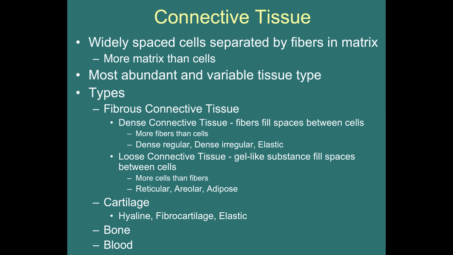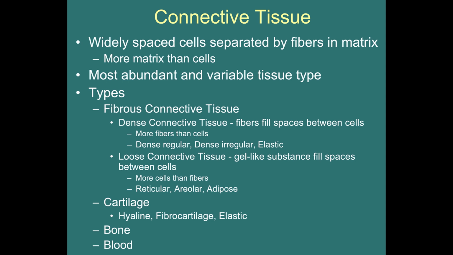With dense connective tissue, we're going to see more fibers than we do cells. And we have three types of dense connective tissue: dense regular connective tissue, dense irregular connective tissue, and elastic tissue. The other type is loose connective tissue, if you didn't see that one coming. This is a gel-like substance, fills the spaces between the cells, and here we're going to see more cells than we do fibers. So there's three types: reticular, areolar, and adipose tissue that we'll be looking at.